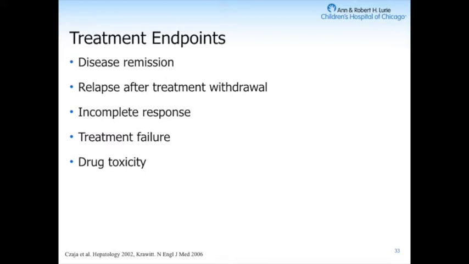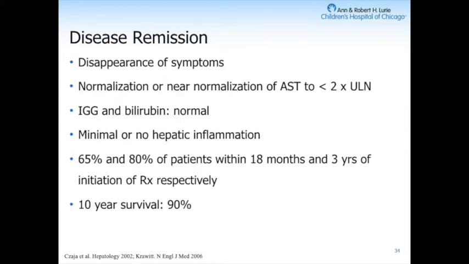So what are our treatment endpoints? You want to have disease remission. Another endpoint is relapse after treatment withdrawal. There are people who have incomplete response, treatment failure, drug toxicity. So in remission, I want to see disappearance of symptoms, number 1. 2, I want the ALT and AST to be less than 2 times upper limit of normal, and ideally normal.